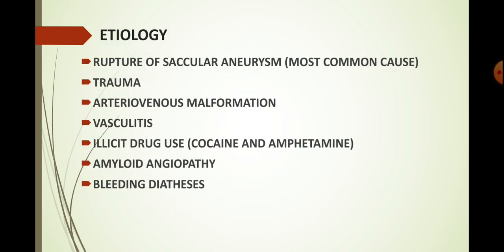What is the cause of a subarachnoid hemorrhage? The most important and the most common cause is the rupture of saccular aneurysm. And then trauma is the second most common cause. So rupture of saccular aneurysm and trauma. Then AV malformation, vasculitis, illicit drug use like cocaine and amphetamine, amyloid angiopathy, and bleeding diathesis. So these are some of the most important causes.